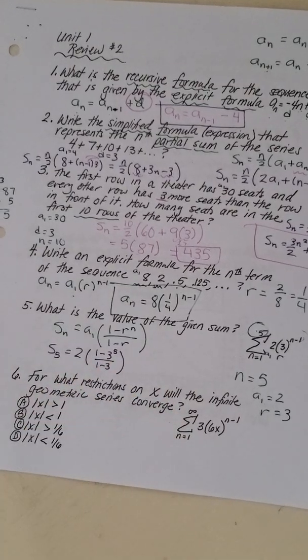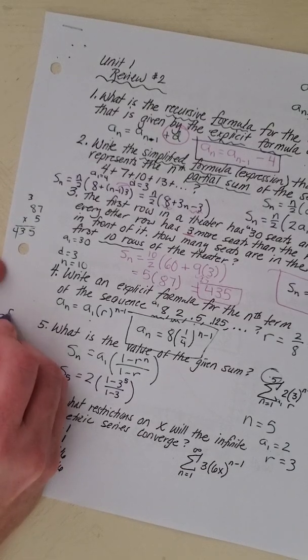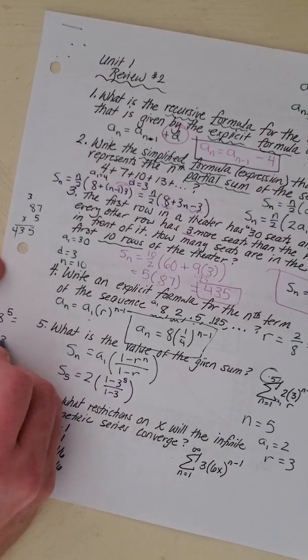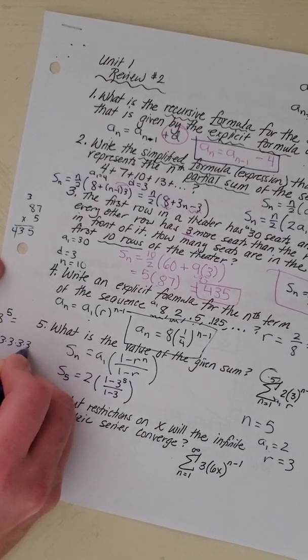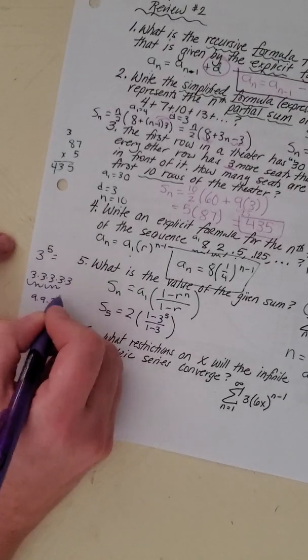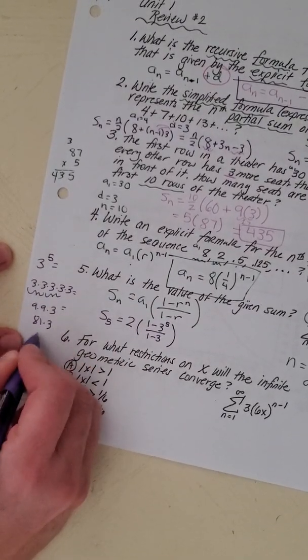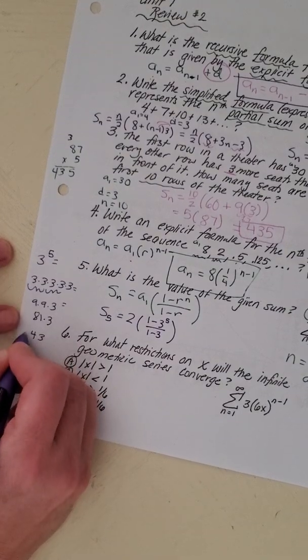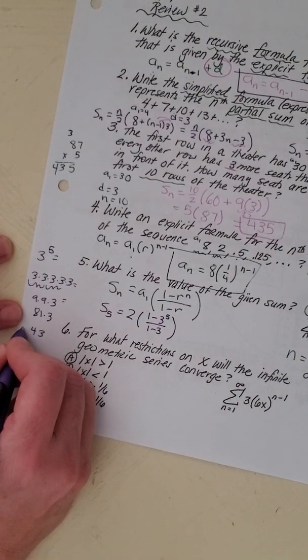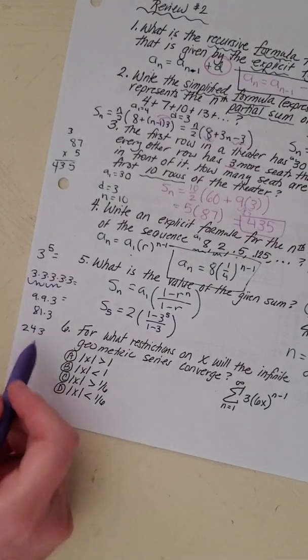Now, I didn't bring my calculator home, so I'm going to do 3 to the 5th power off to the side. 3 to the 5th is 3 times 3 times 3 times 3 times 3. That is 9 times 9 times 3, which is, 9 times 9 is 81 times 3, which is 243. 243 is my value here.